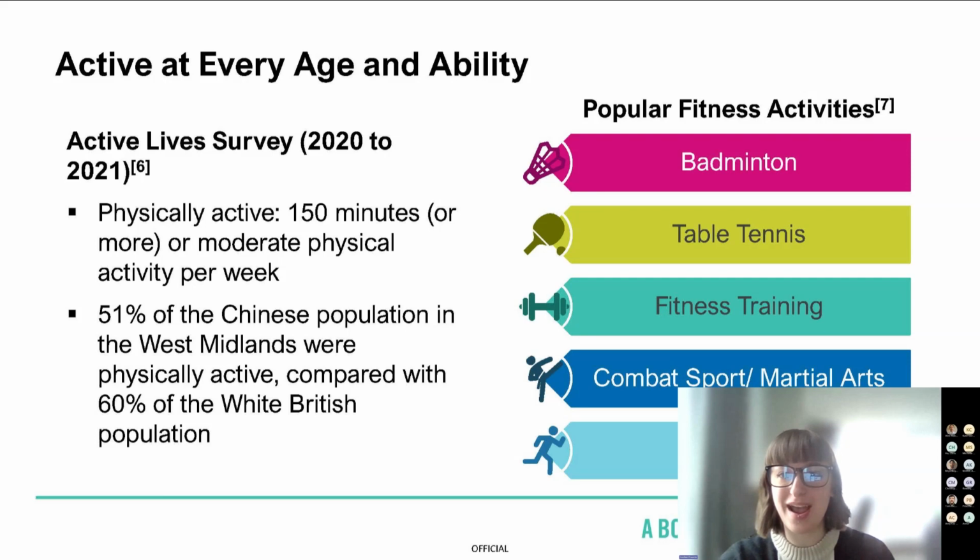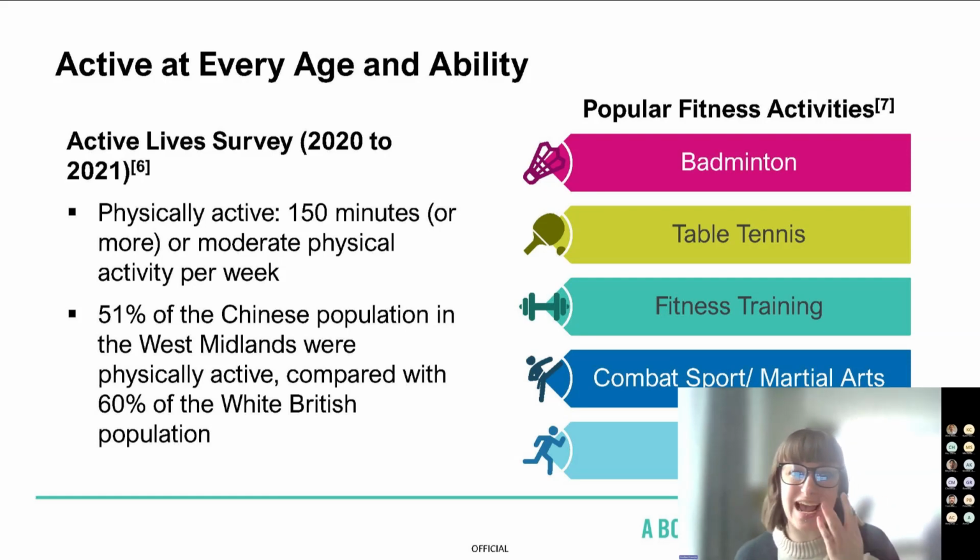Okay, moving on to active and at every age and ability. So we're looking at physical activity here. According to the Chief Medical Officers for England and Wales, the definitions of activity are measured by either 150 minutes or more of moderate physical activity a week. And moderate activity classes as anything that raises the heart rate. So this is a brisk walk, cycling, anything that gets us out and about and moving.